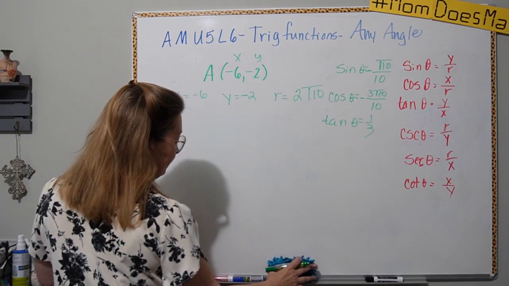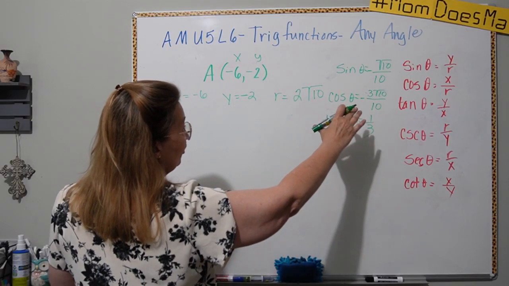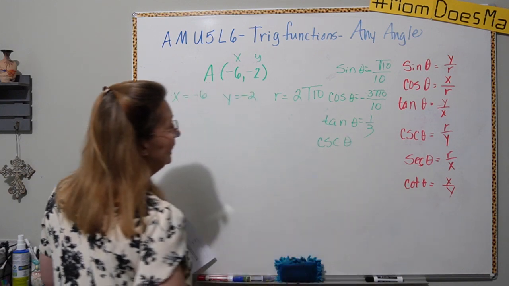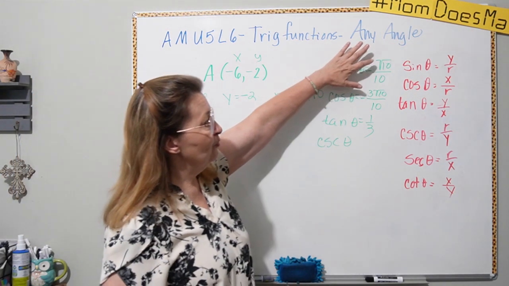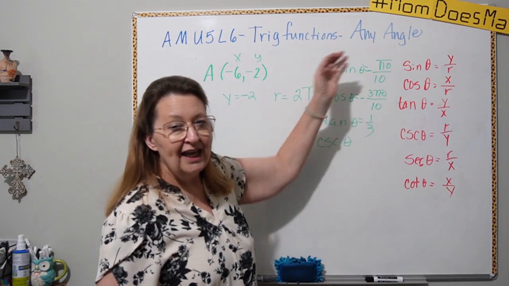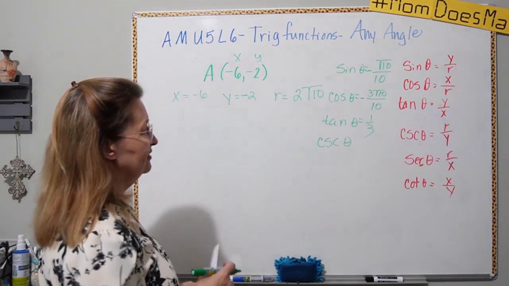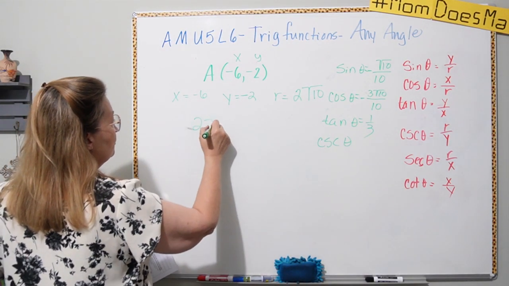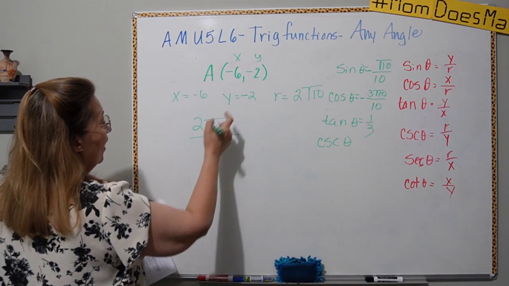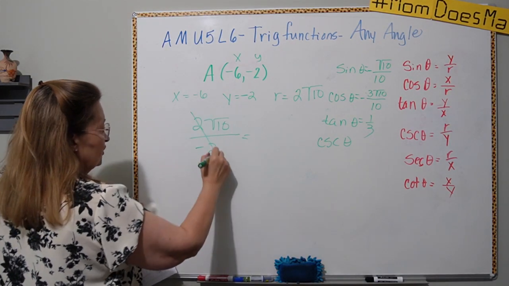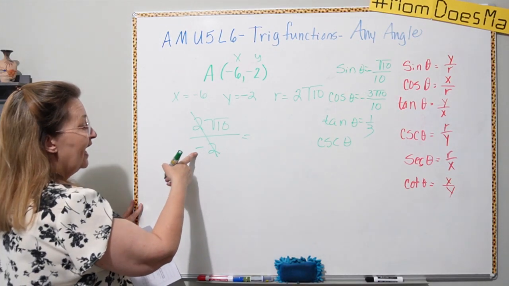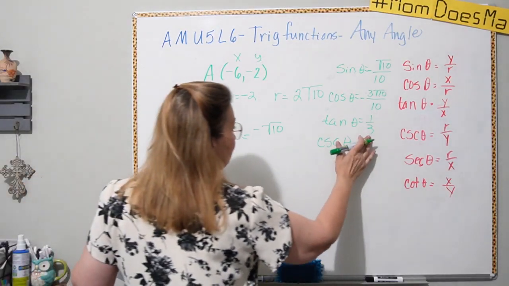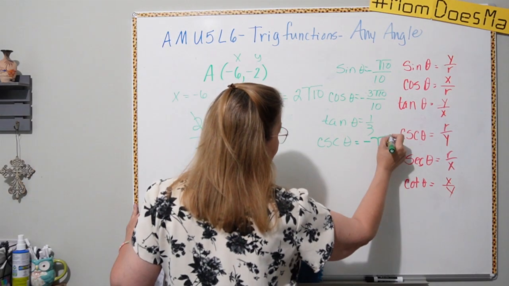Because of the radical in the numerator, instead of flipping this time, we're going to go back to the beginning, because whenever you have a radical in your numerator on these, if you go back to the beginning, you may not have to rationalize, and this is what I mean. Cosecant is r over y, so that is 2 square root of 10 over y, which is negative 2. So the 2's cancel out. You have this negative to contend with, so it's going to be negative square root of 10. But you did not have to rationalize.